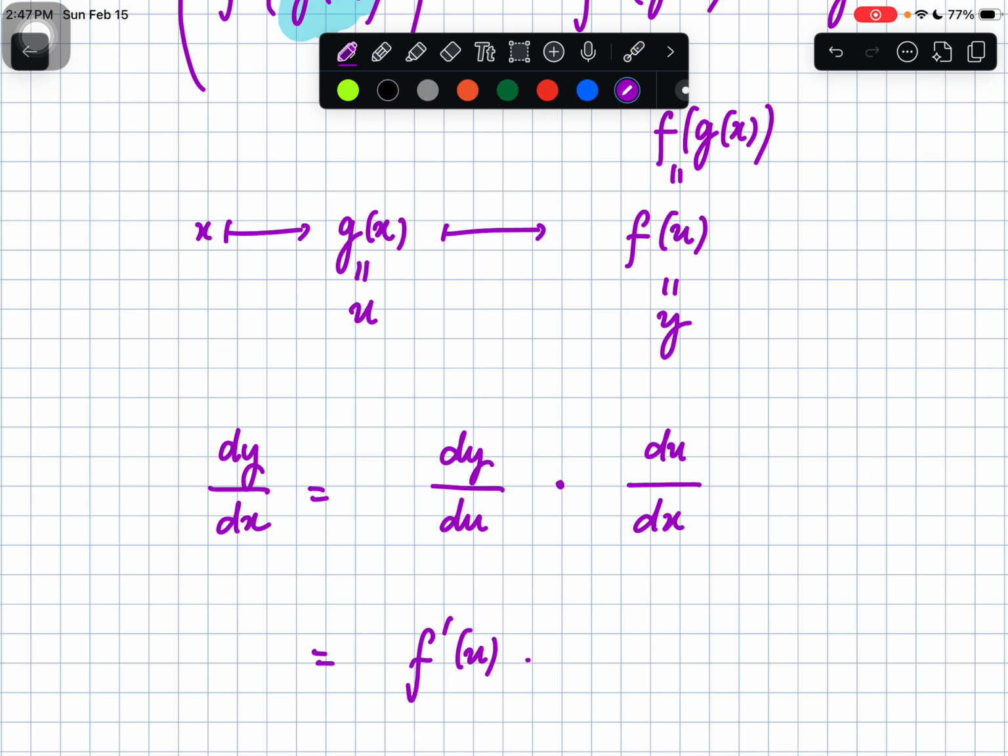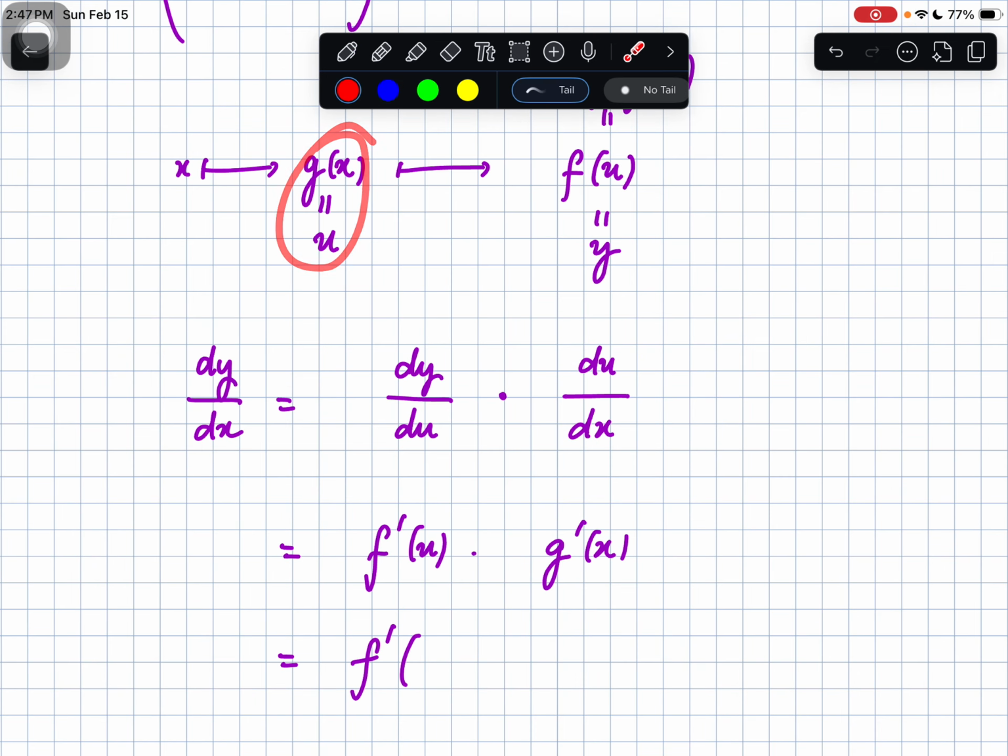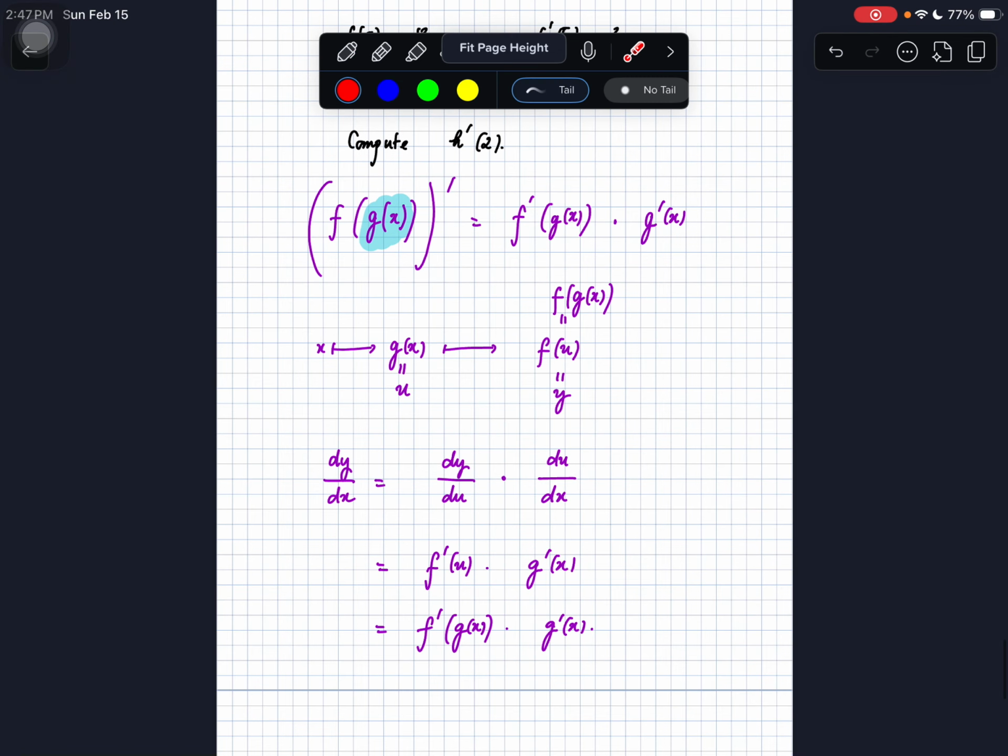du/dx is g'(x), which gives f'(u), that is f'(g(x)), times g'(x). So that is the chain rule. These are the rules you should remember, and you don't have to draw the diagram again and again.